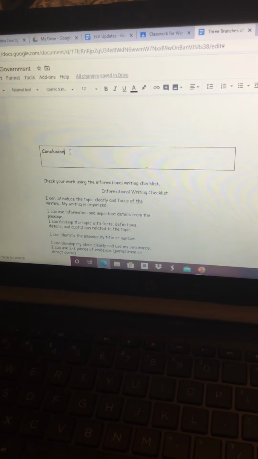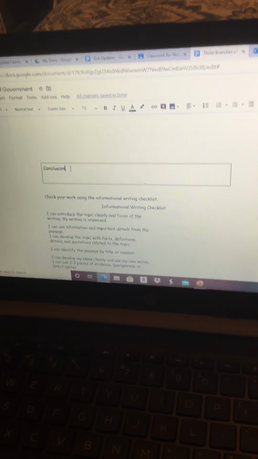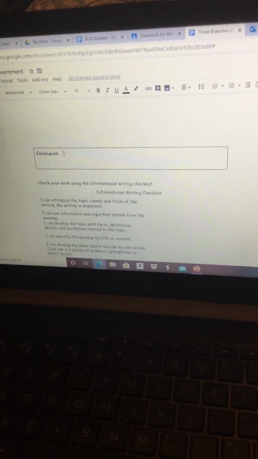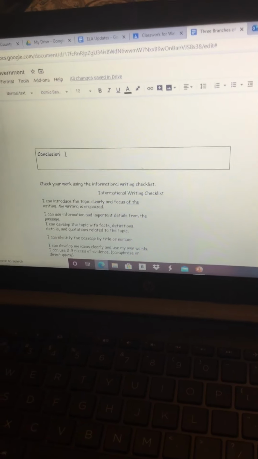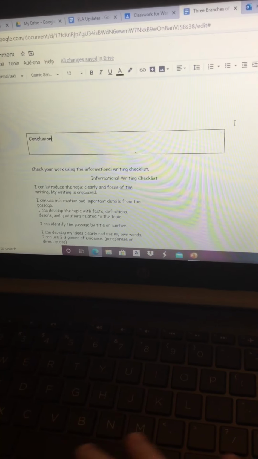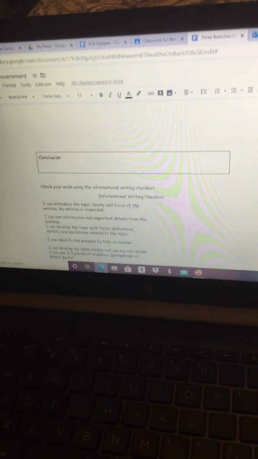For the conclusion, I want your child to remember to use a bold statement, make it interesting, restate your claim. We have worked hard on conclusions and making them interesting and really wrapping up the writing. So that would be day 2's work.